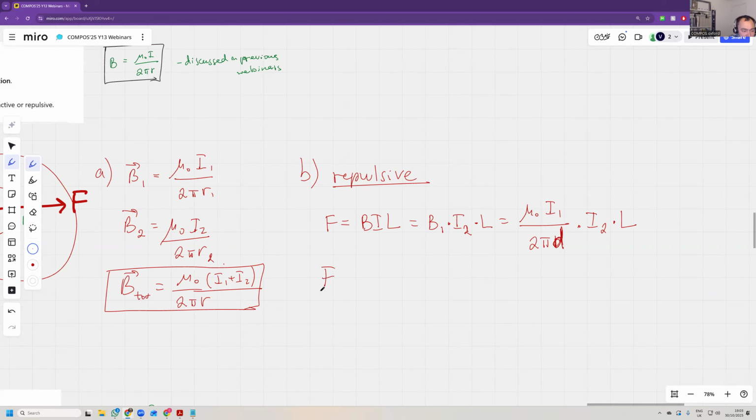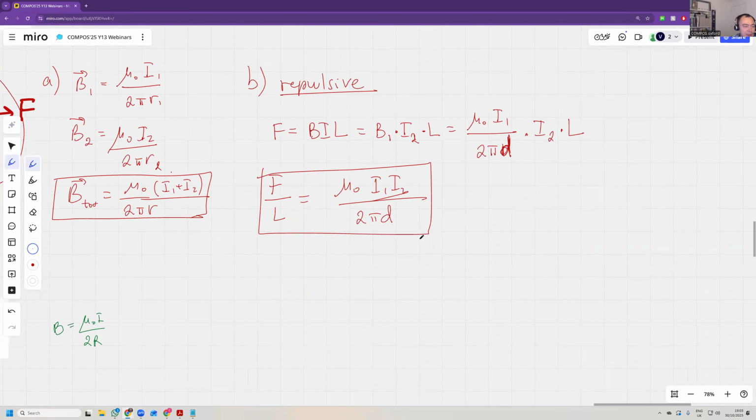And force per unit length is equal to mu0 I1 I2 divided by 2 pi d, where d is the distance between the wires. Quite a useful formula. It's force per unit length. And recall the force between two charged particles is Q1 Q2 divided by d squared. Somewhat similar. Not the same, of course, but somewhat similar.